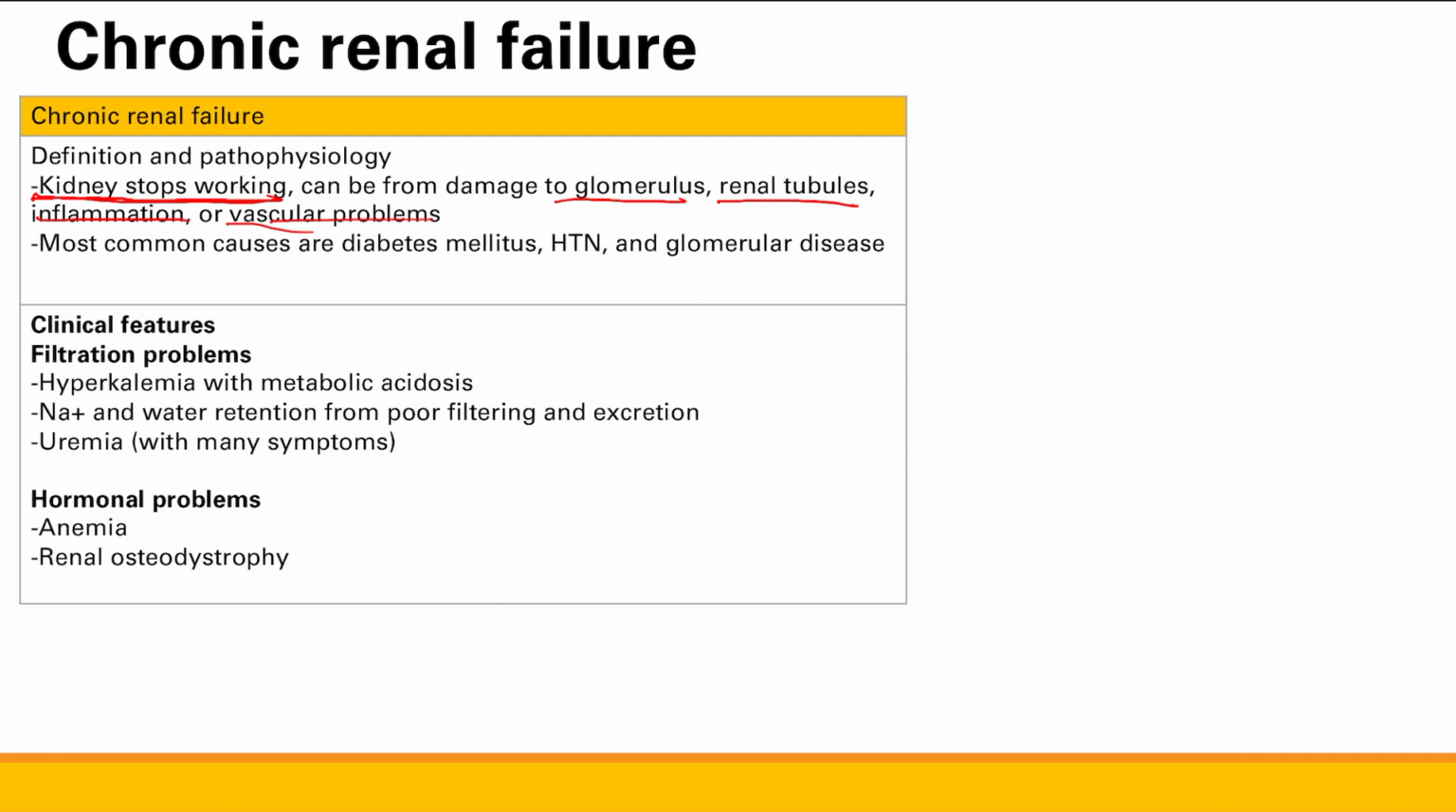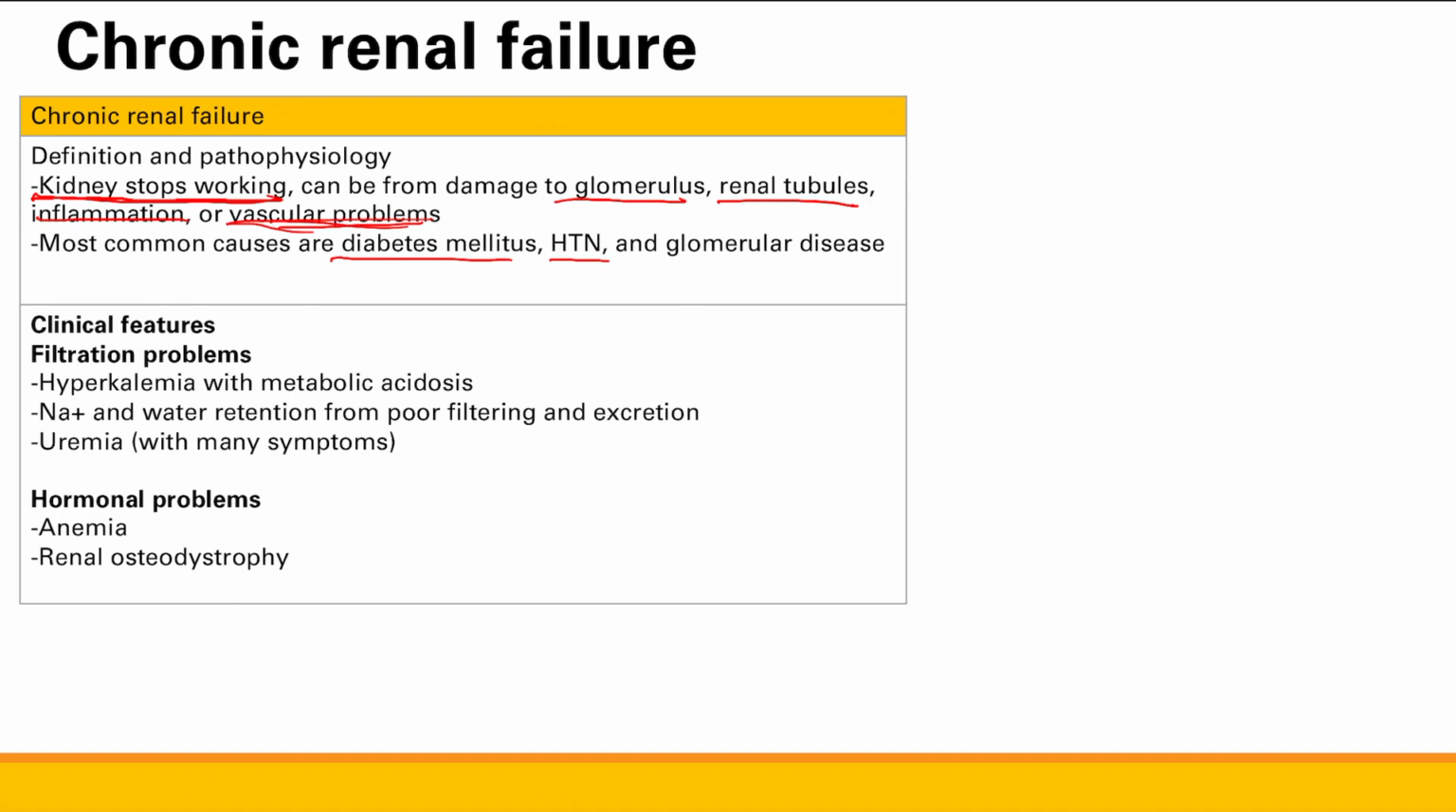Now, the most common causes of chronic renal failure are diabetes mellitus, hypertension, and glomerular disease. So diabetes mellitus causes vascular problems, non-enzymatic glycosylation. It also causes damage to the tubules because there's increased filtration pressure, since it causes glycosylation more in the efferent arteriole.